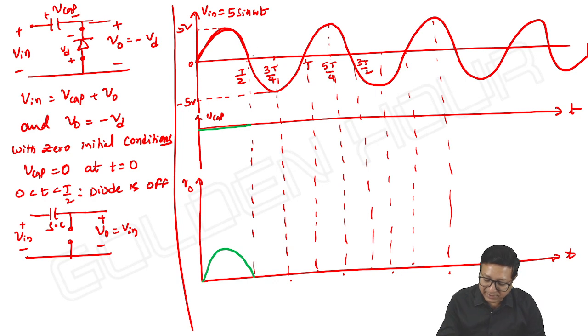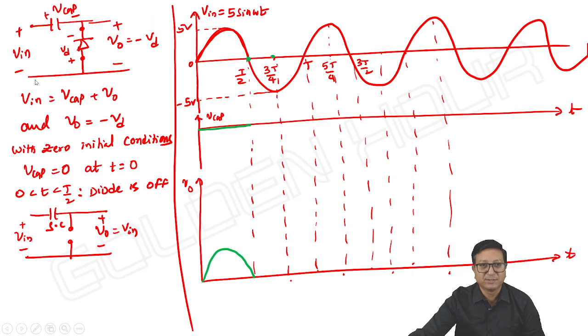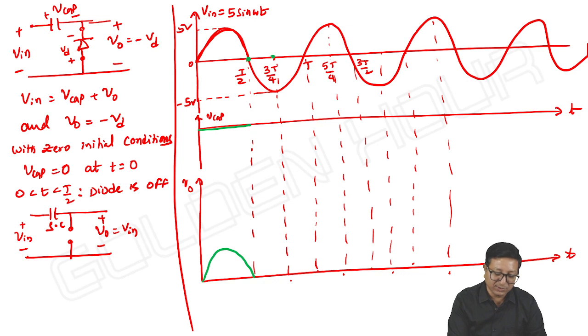Right. Next, take the first negative quarter cycle, that is T by 2 to 3T by 4. T by 2 less than T less than 3T by 4. During this interval, if you take the circuit, see here negative cycle, it is like connecting a negative source. Then what happens? As the input is negative, it appears like cathode is connected to the negative terminal and anode is connected to the positive terminal of the source. Diode starts conducting.